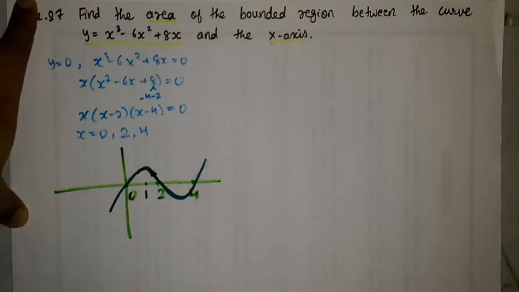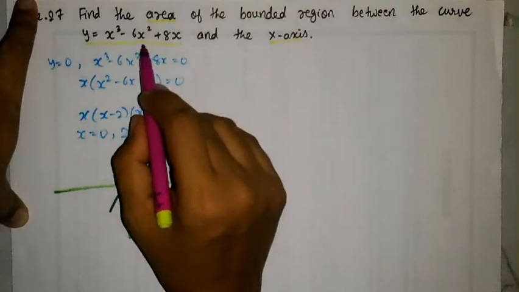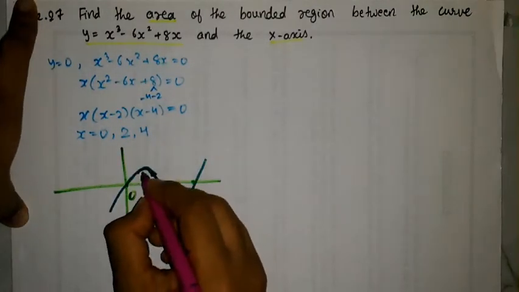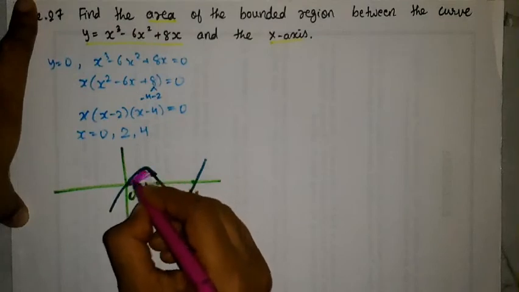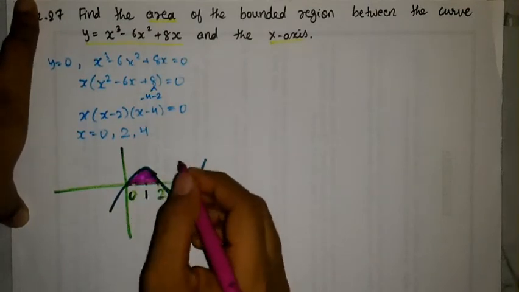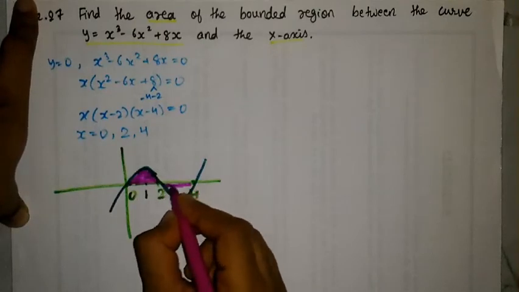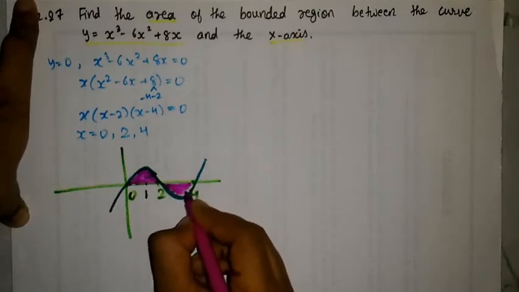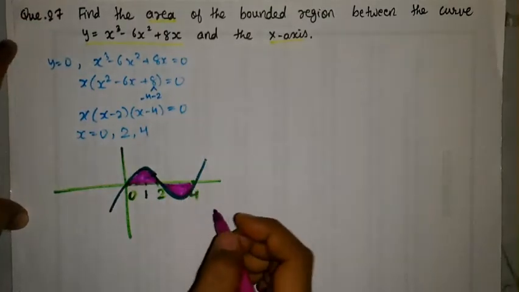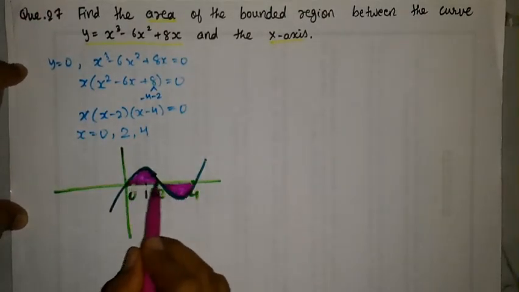Now we have to find the bounded region between the curve and the x-axis. So this is the curve and the x-axis is this line. So the bounded region will be this one. This region we have to find, and also this region. This is also the region between the x-axis and the curve. So we have to find these two regions.